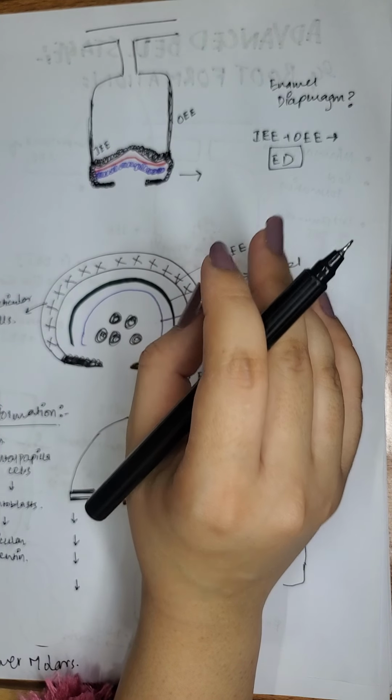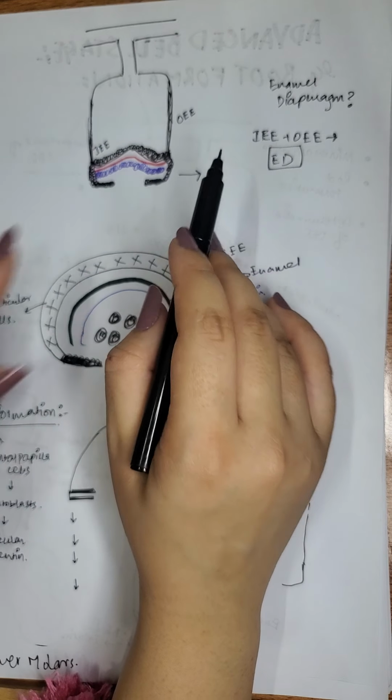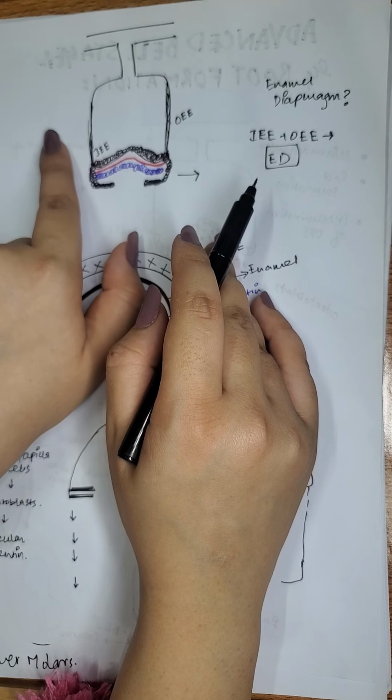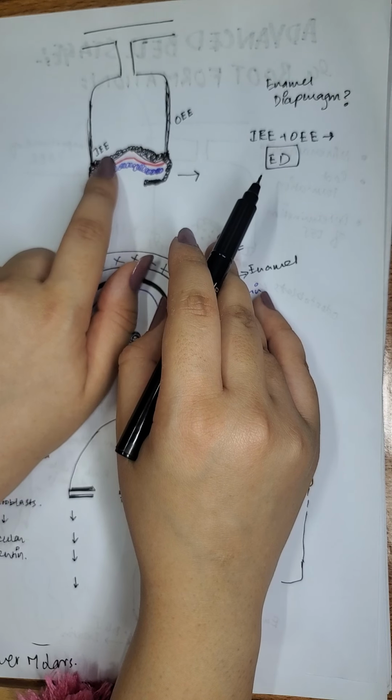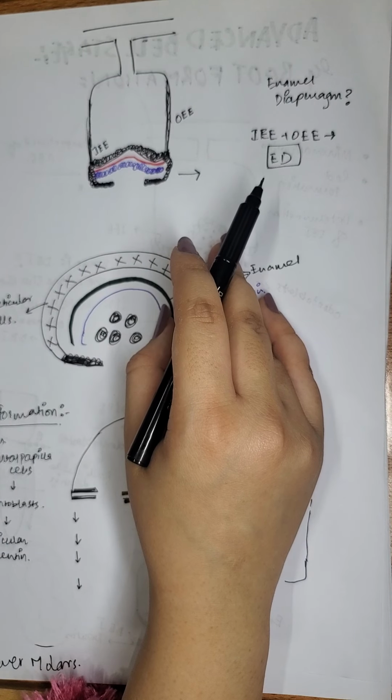Once the dentine is formed, after that there will be the differentiation of the inner enamel epithelial cells into what? Enamel. But now we are getting into the detail of how the series of events are happening here.